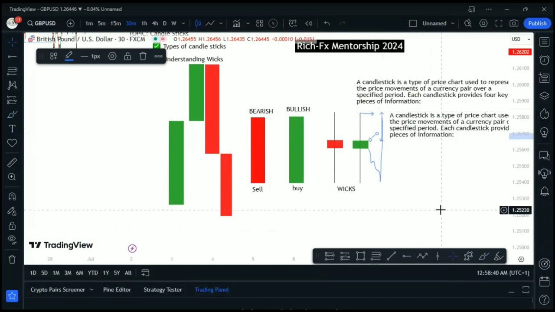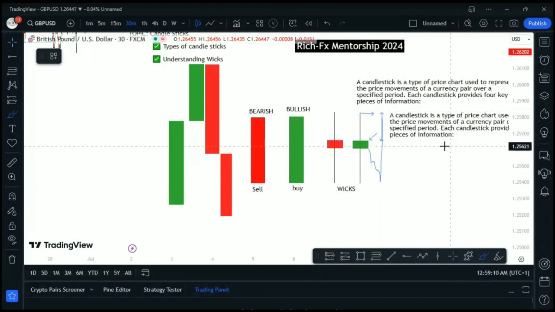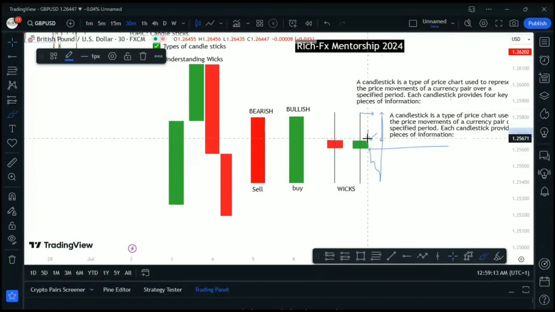What the wicks actually mean is that, remember, the candlestick is just like a story. That is why as a forex trader, you'll be able to read the candlesticks and understand them properly. That is what we call understanding transactions. You read them and understand what they are trying to tell you. Each of these candlesticks is trying to tell you a story. Now, what story is this bullish candlestick telling you? The market opened at this point.